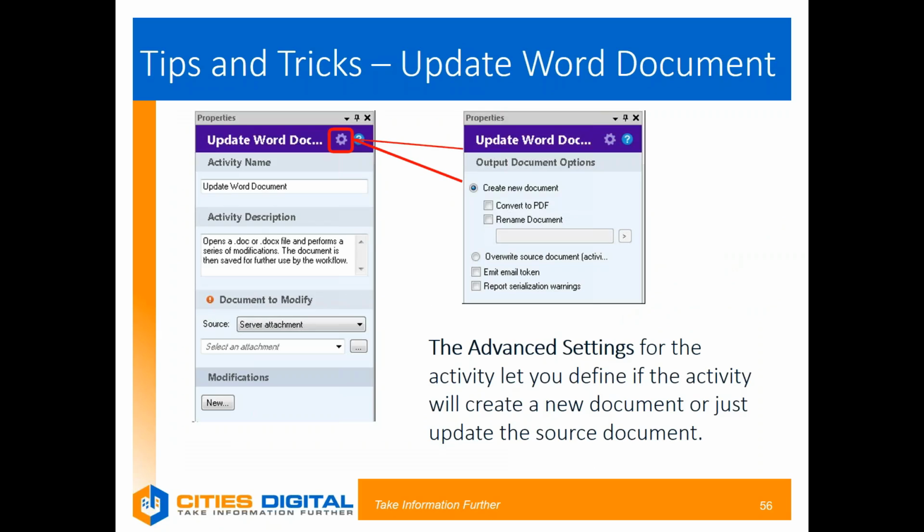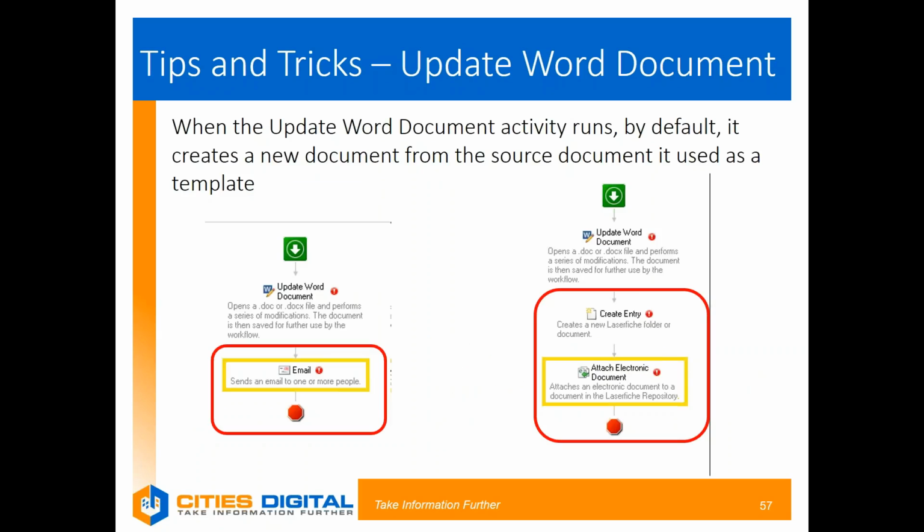And in the advanced settings, this is a really great feature also because no one likes duplicate documents or anything like that. It lets you define if the activity is going to just create a new document that's separate from the template that you use to make that Word document, or you can just save a new document. So it will keep that template ready to use any other time if this is something that you need to do quite often. And when the Word document activity runs, it's going to create a new document from the source document. So that's when you need to decide, hey, I want this to replace that document.